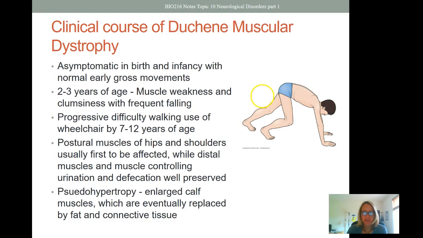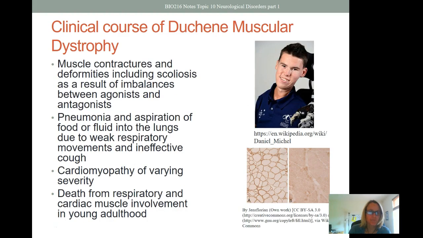The postural muscles of the hip and the shoulders usually tend to be affected first, while the distal muscles that control urination and defecation are well preserved. They can develop pseudohypertrophy and large calf muscles, where the muscle is eventually replaced by fat and connective tissue. It's not stronger, it's not more muscle, and that's why it's called pseudohypertrophy. Muscle contractures and deformities, including scoliosis, are common.